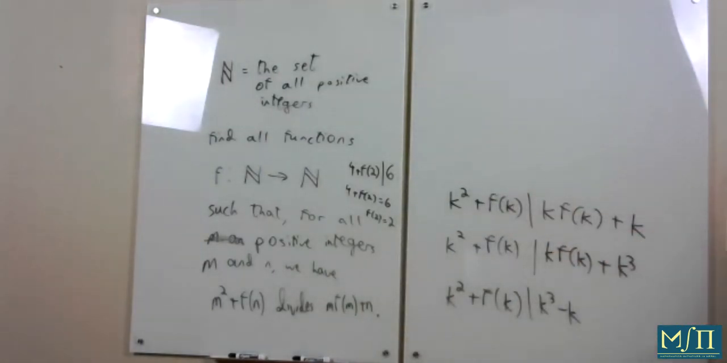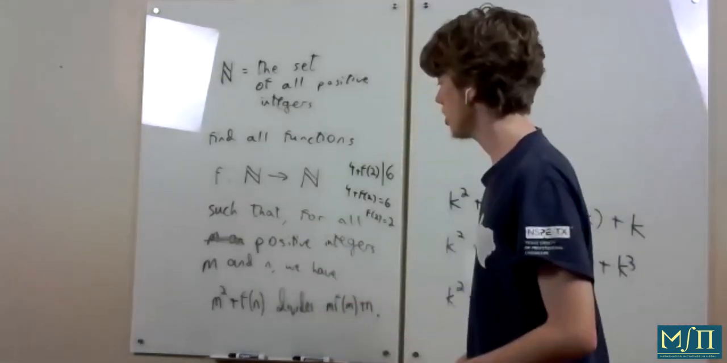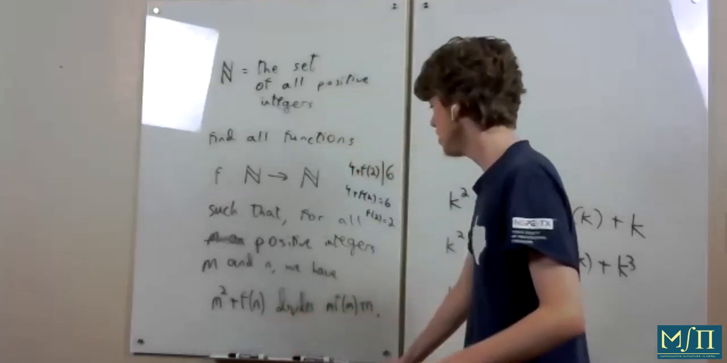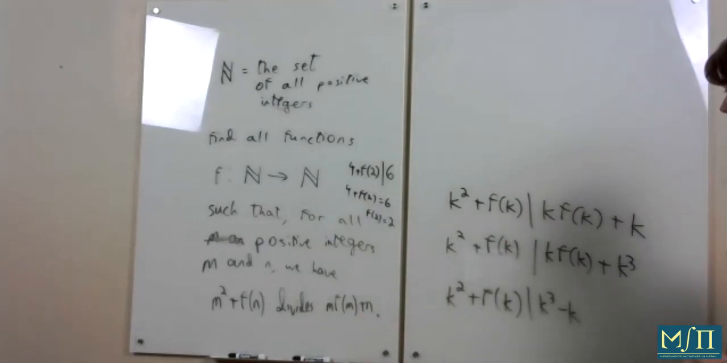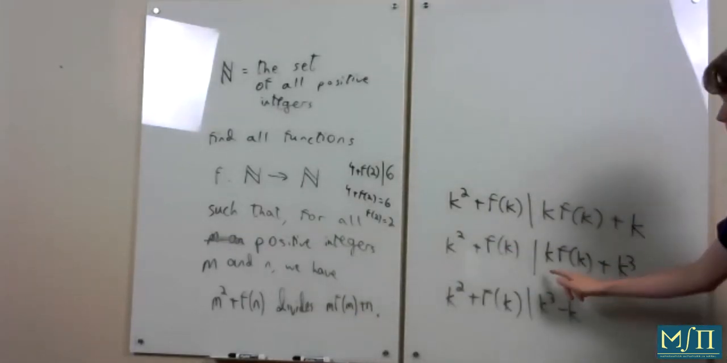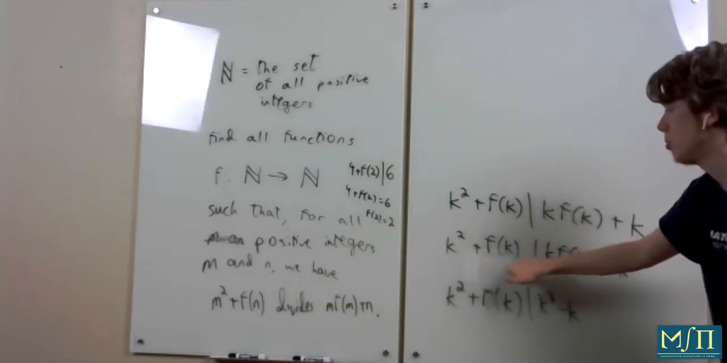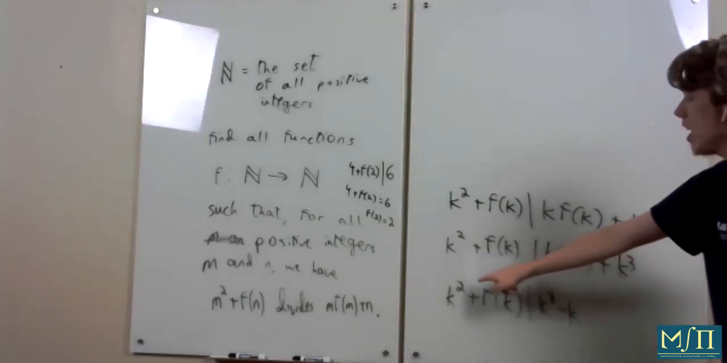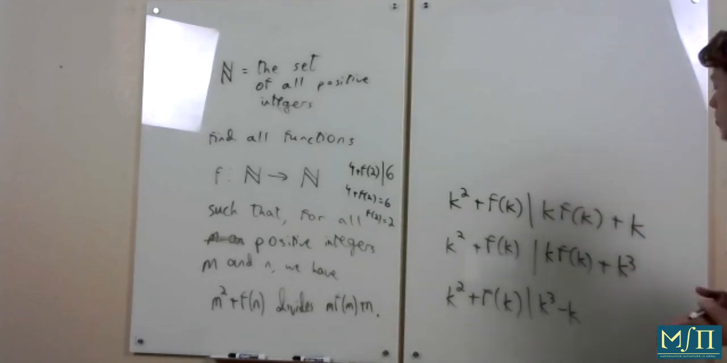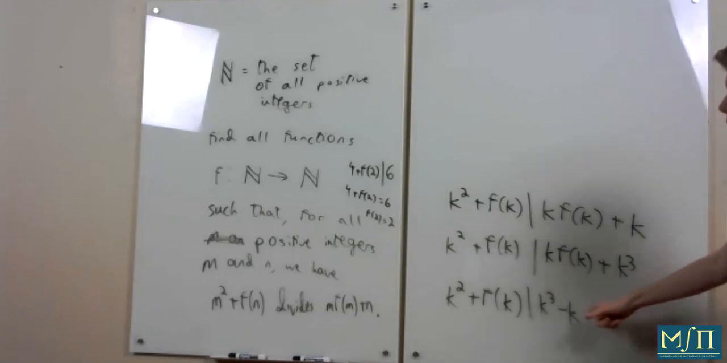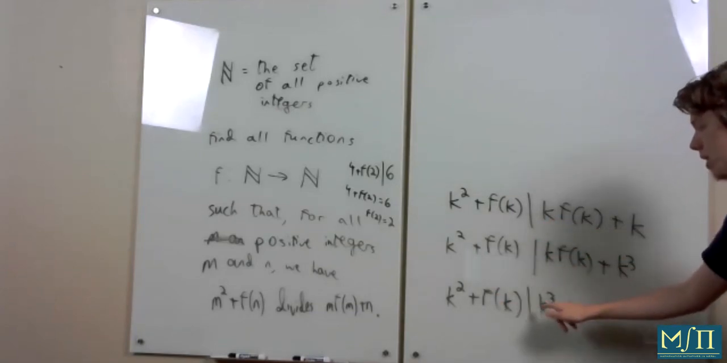Again, repeating that process: when you plug in k and k for any positive integer k, you get k squared plus f of k divides k times f of k plus k. But also, just multiplying this by k, you get k times f of k plus k cubed is divisible by this. And so when you subtract them, you get k squared plus f of k divides k cubed minus k. This is sort of thinking about the Euclidean algorithm to get rid of this f of k. And then if you plug in k equals 2 into this, you get 4 plus f of 2 divides 6.